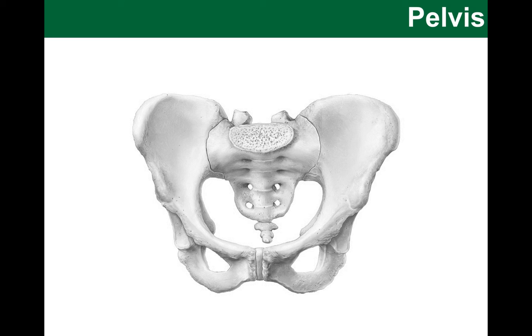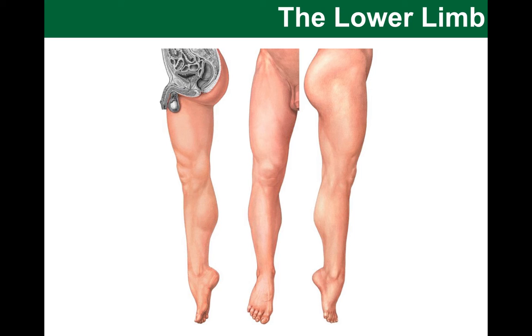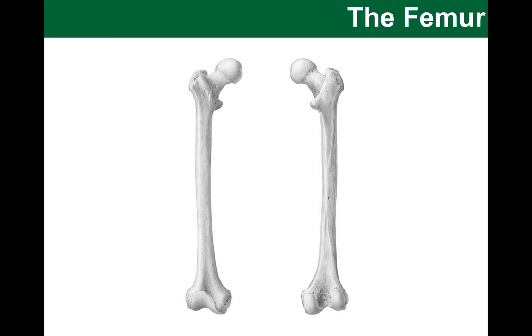Let's have a look at the lower limb. And we will start with the femur. This is the only bone of the thigh. It is also the strongest and longest bone in the body. There are a few parts that I want us to know. The head is a part that articulates with the acetabulum of the hip. The neck is the part that is often fractured.